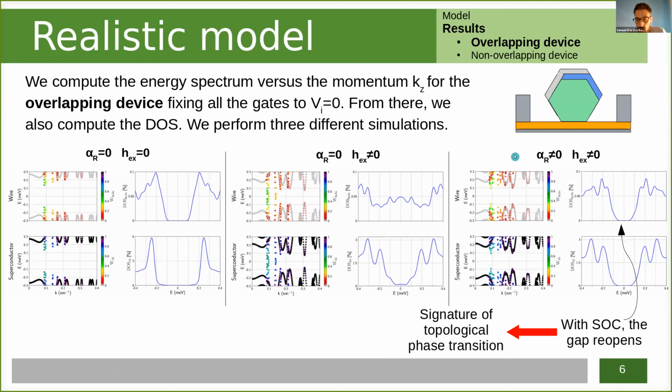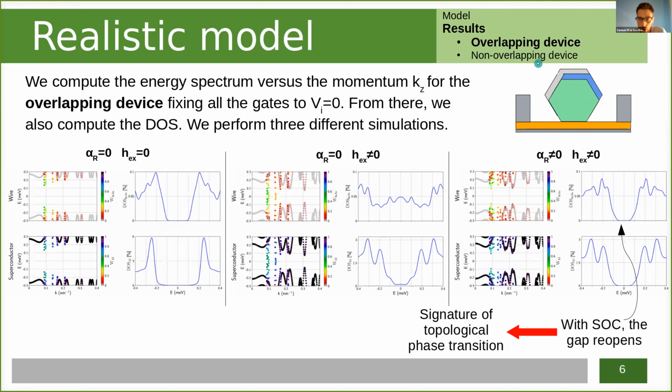Finally, if we also turn on the spin-orbit coupling, what we see is that in the wire, the gap reopens again. And this is a signature of a topological phase transition. We believe that these states here that are closed and now reopen again are Majorana zero modes. Of course, to make sure of this assumption, one will need to compute the topological invariant, and this is something that we are currently doing.